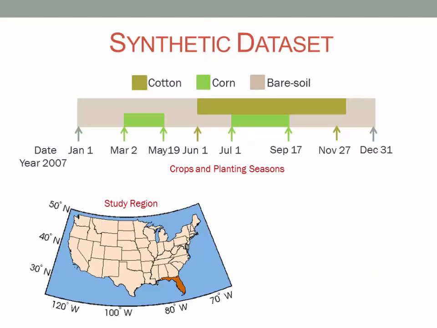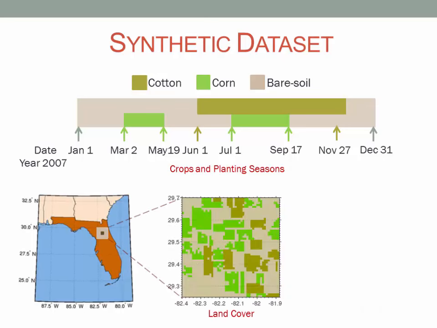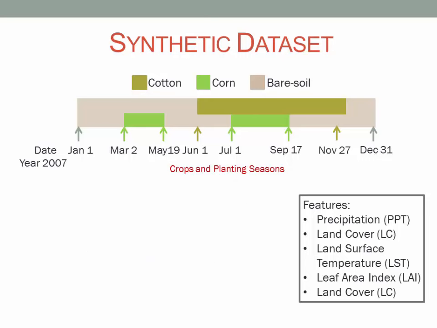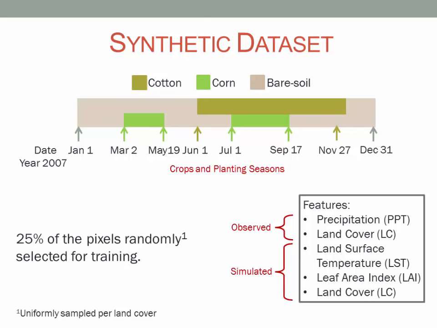The synthetic data set we used was in north central Florida, and we had dynamic land cover of corn and cotton and bare soil. These were the features that we developed for this study. Out of these, the first two were observed, and the last three were simulated using a crop model. We selected 25% of the pixels randomly for our training.